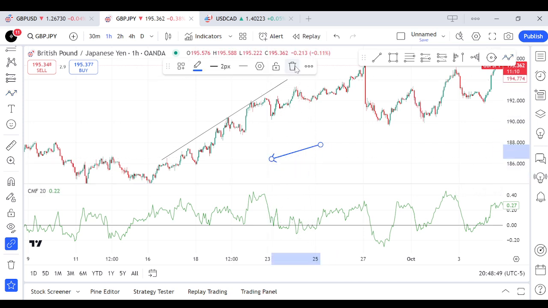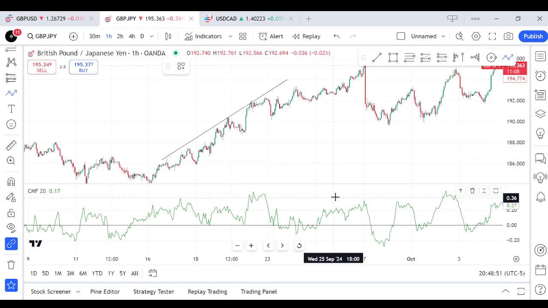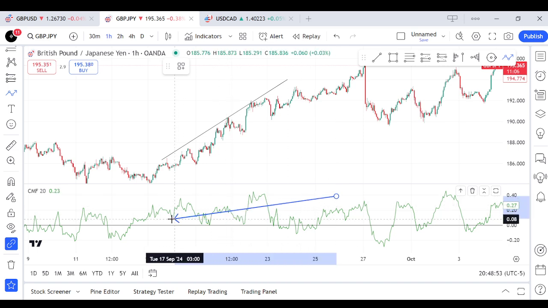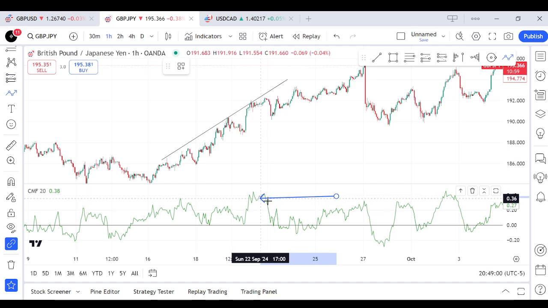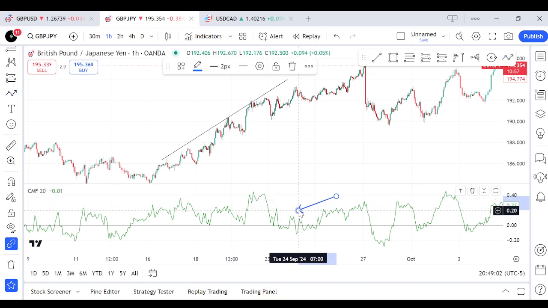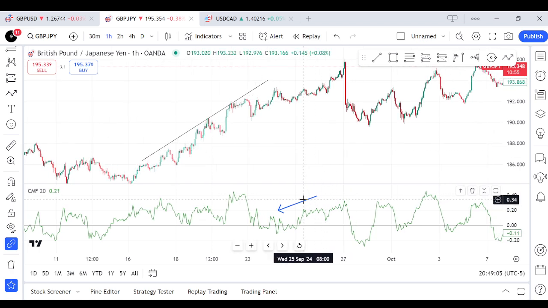Let me just stick this below. You see that the CMF is above 0 right here throughout this bullish trend. CMF is above 0, even heading close to 1, and that is one way you can use the CMF.